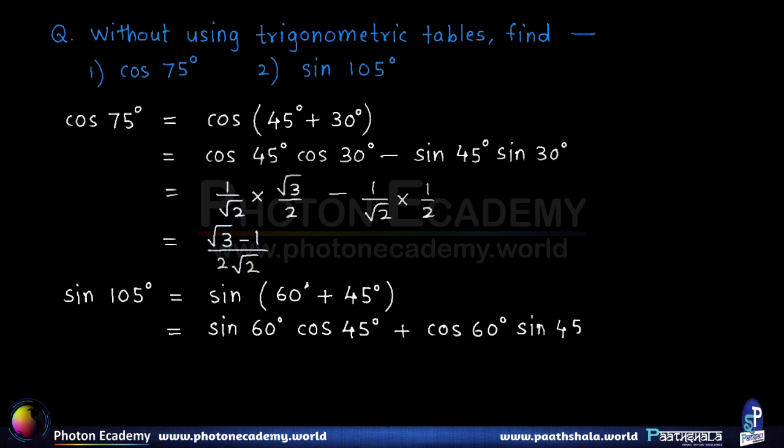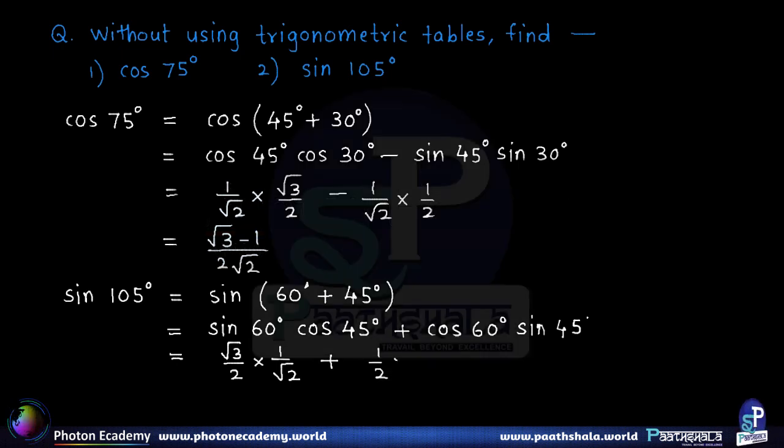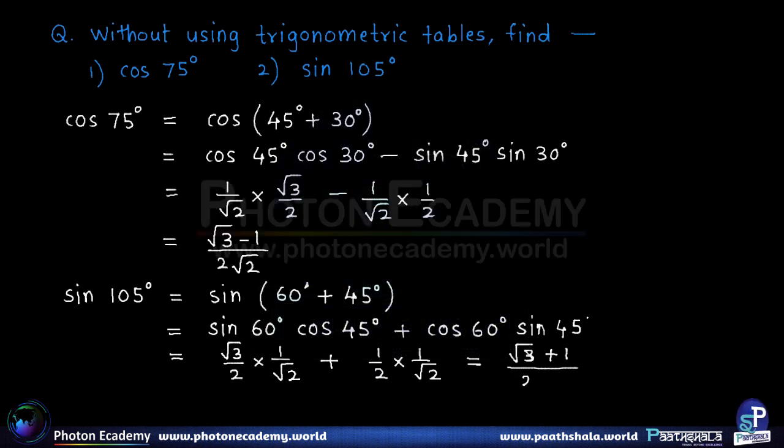So once again putting the values of these standard ratios, sin 60 is root 3 by 2, cos 45 is 1 upon root 2, plus cos 60 is 1 by 2 and sin 45 is once again 1 upon root 2. So therefore since the denominator is common, we add the numerators, and here we have root 3 plus 1 whole upon 2 root 2. So in this way we can find the trigonometric ratios of any compound angle which is composed of the standard angles. Let's go ahead to the next question.